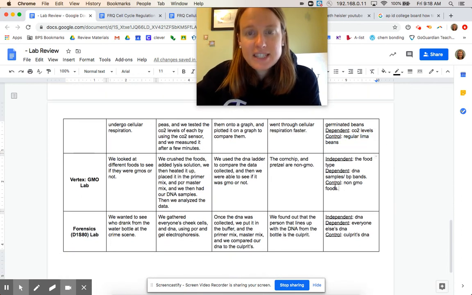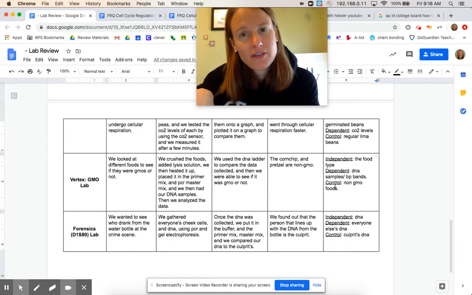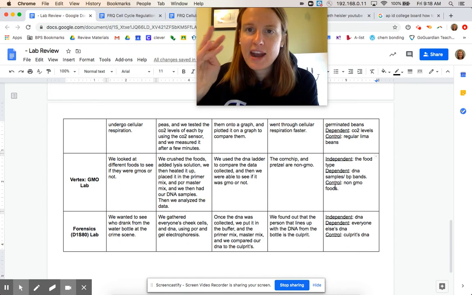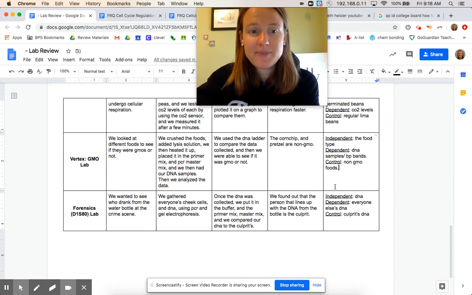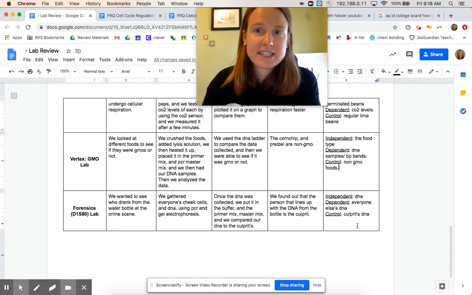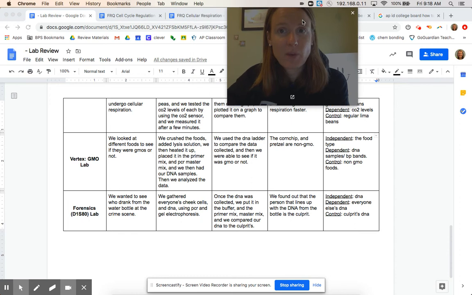For the Vertex GMO lab, our control was tubulin. We used tubulin to make sure that our PCR worked because all of our foods should have had tubulin. And then that allowed us to see validly whether the GMO band was present or not, but we needed to see that the PCR worked by seeing the tubulin. For the forensics lab, the culprit's DNA was really our control because it's what we were comparing to. So the control is always what you're comparing to, okay?